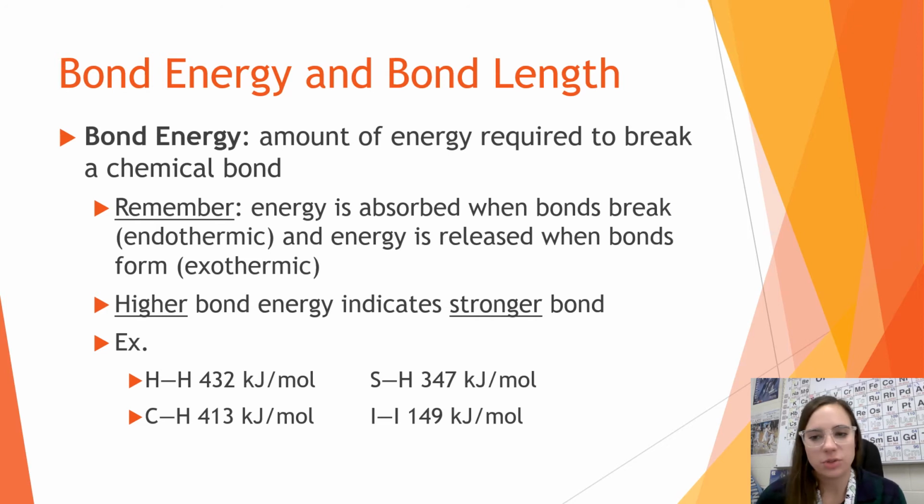Okay, so what do all those Lewis structures have to do with thermochemistry? So we're now going to talk about bond energy, which by definition is the amount of energy required to break a chemical bond. So, reminder, energy is absorbed when bonds break, it's endothermic, and energy is released when bonds form, that's exothermic. So the higher the bond energy is indicative of a stronger bond. So the stronger the bond, the higher the bond energy.